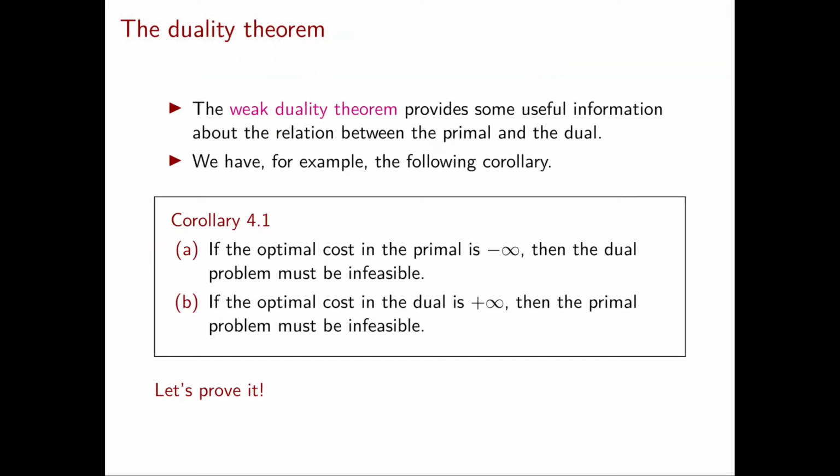From the weak duality theorem, we can derive some very interesting corollaries that provide us with some useful information about the relation between the primal and the dual. Let's start with corollary 4.1. This corollary tells me two things. First, if the optimal cost in the primal is minus infinity, then the dual problem must be infeasible. Vice versa, if the optimal cost in the dual is plus infinity, then the primal problem must be infeasible. Let's now prove this corollary.